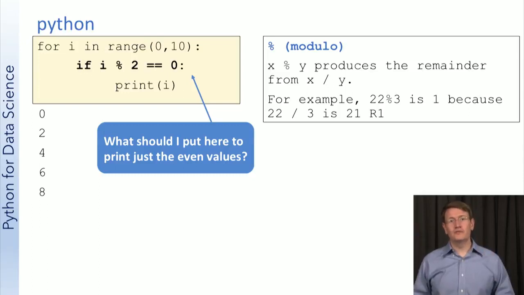I hope your answer was something like this. If you want to know if a value is even, you just test to see if the remainder from dividing that value by 2 is 0. Let's look now at the parts of that if statement in Python in detail.